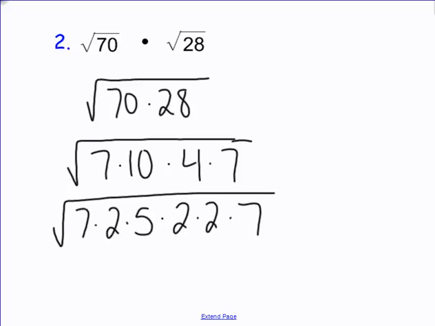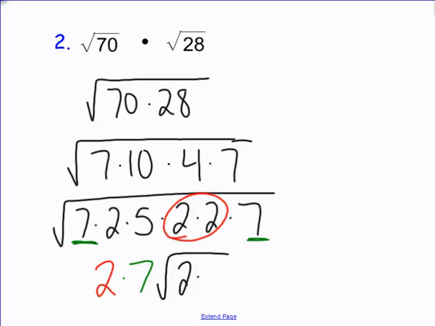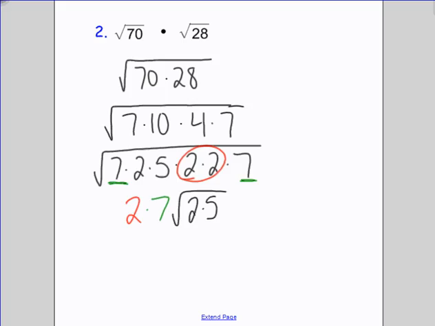So I'm looking for pairs. So I have a pair of 2's. What else? A pair of 7's. Again, it doesn't matter the order. They don't need to be in order underneath there. So I'm going to take a 2 out, a 7, and I'm left with the 2 and the 5 underneath the radical. So I'm left with 14 radical 10 as my answer for number 2.